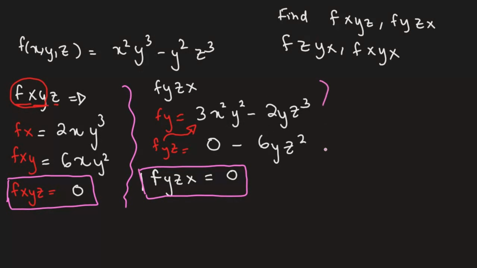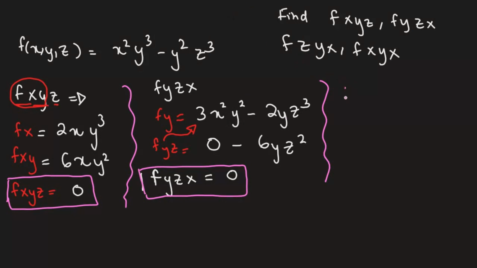Now let's move on to the third one, f of z of y of x. And here, as you can see, f of y x z or x z y, it's the same thing, right? So that's why both of them are giving 0, because the order doesn't matter, like I said before. Now x y z. Let's see if this gives 0 as well. It should give 0 because we already know that it's 0 and the order doesn't matter.